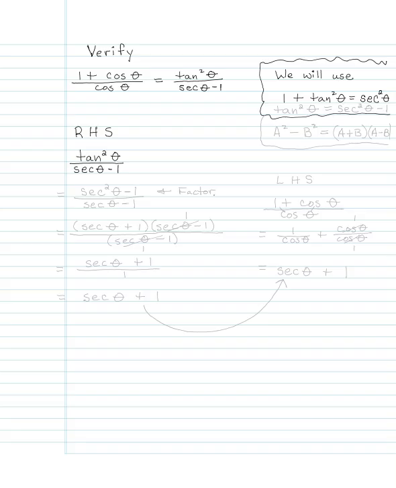I'm going to take the identity that I wrote up on the right-hand side and I'm going to solve it for the tangent squared. And I'm doing this by subtracting 1. And now I'm going to replace tangent squared theta with what it's equal to, which is secant squared theta minus 1.